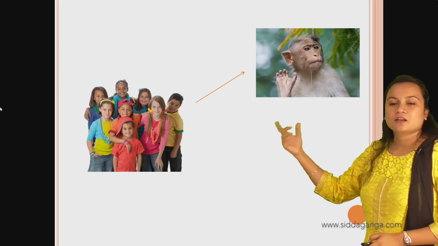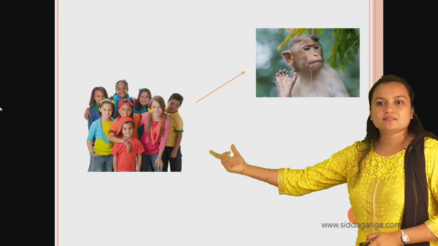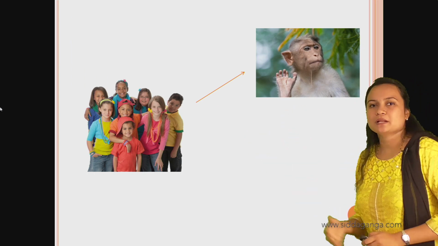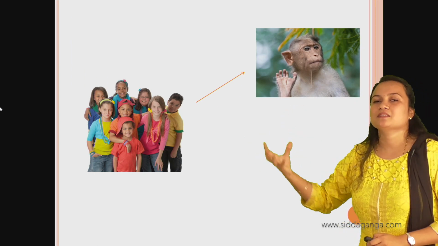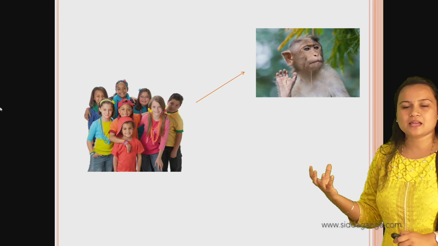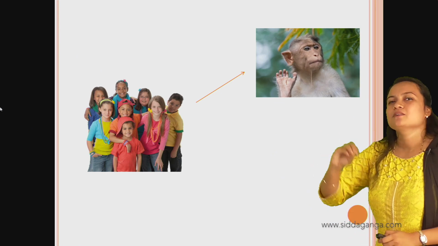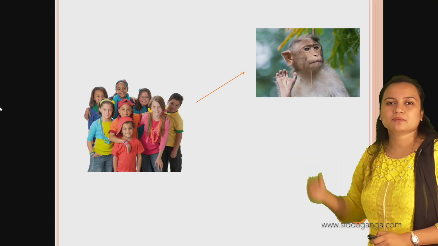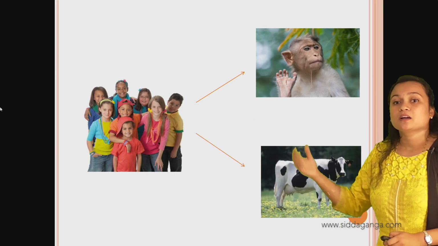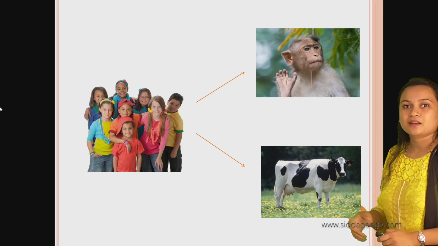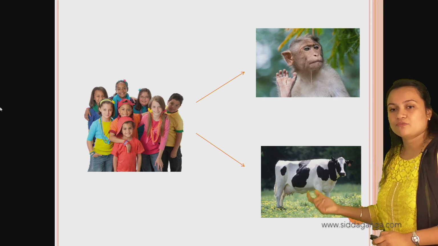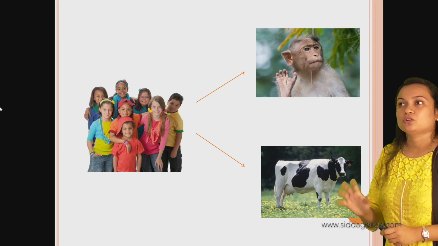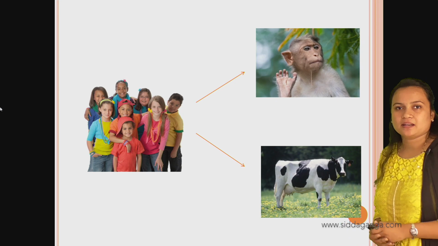Now compare you and your friends group with the monkey, right? So there are some similarities in the design like hands, legs, the face, right? Somewhat similar. Not much, but you have some similarities with the monkey. But compare with the cow. Now compare you and your friends with the cow. Can you find the similarities? Not much, very few similarities.